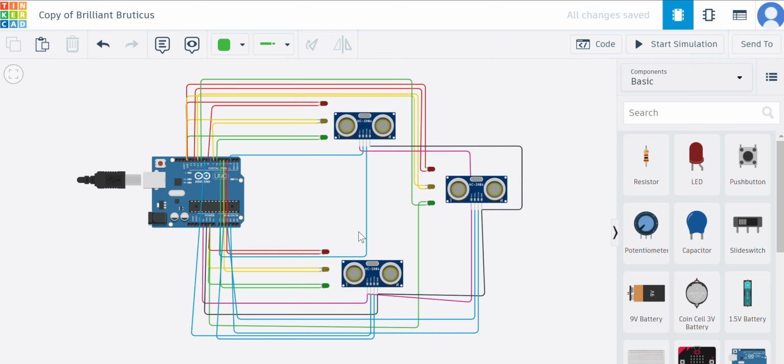We use 3 ultrasonic sensors. This ultrasonic sensor and traffic light pair represent one lane. For example, here is one lane, here is a second lane, and right here in the middle, the third lane. This is like a T-junction.